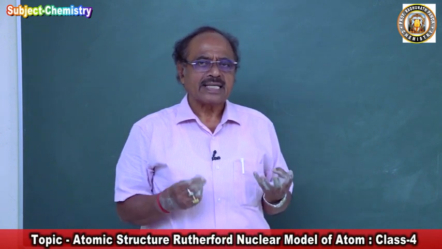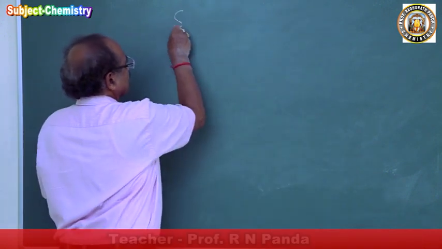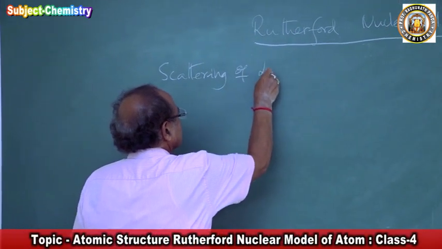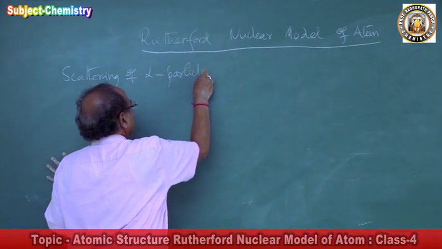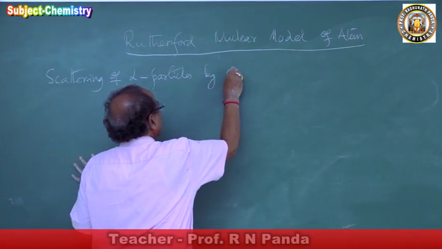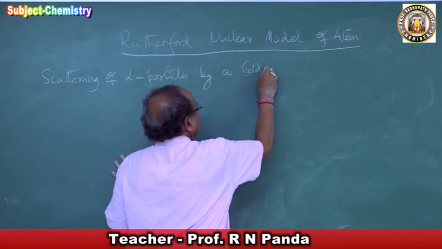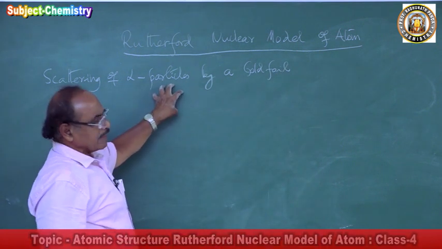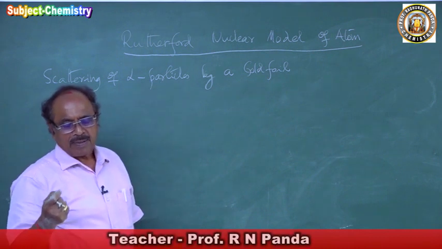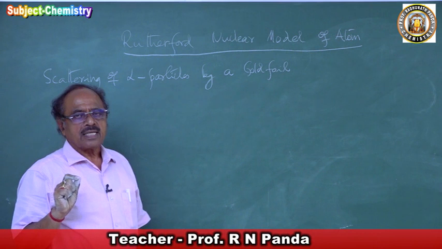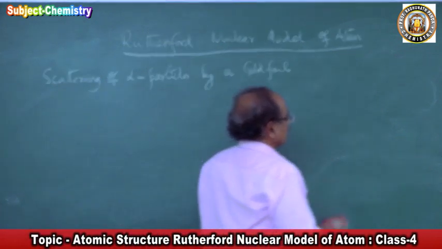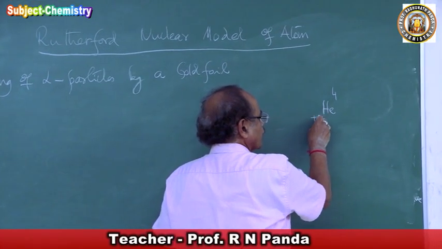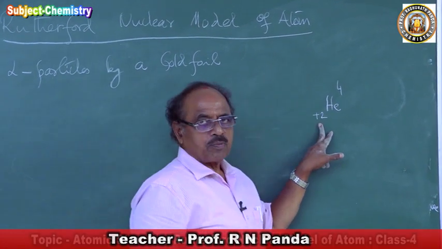Now how did he carry out the experiment? The experiment is called scattering of alpha particles by a gold foil. This is the experiment he made. Now what is this alpha particle? Alpha particle has 2 units of positive charge and 4 units of atomic mass. It is helium, atomic mass 4 and charge 2. It has 2 units of positive charge.